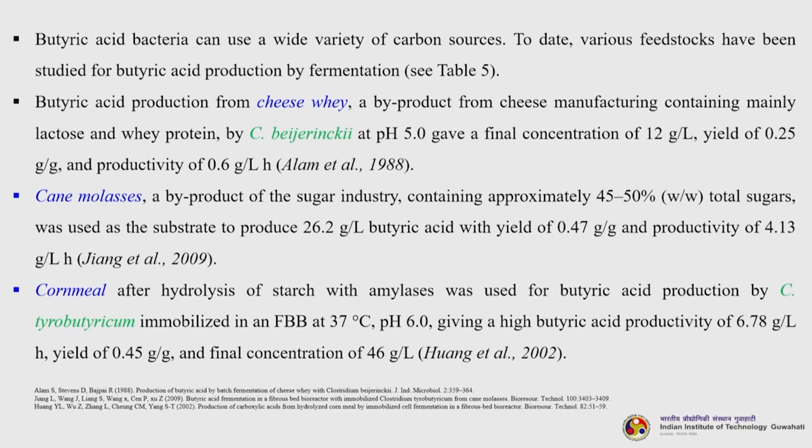liter per hour. Cane molasses, a byproduct of the sugar industry containing approximately 40 to 50% weight by weight total sugars, was used as substrate to produce 26.2 grams per liter butyric acid with a yield of 0.47 gram per gram and a productivity of 4.13 grams per liter per hour. It is a very good productivity. Corn meal, after hydrolysis of starch with amylases, was used for butyric acid production by Clostridium tyrobutyricum immobilized in an FBB at 37 degrees centigrade, pH 6, giving a high butyric acid productivity of 6.78 grams per liter per hour, a yield of 0.45 gram per gram and a final concentration of 46 grams per liter.